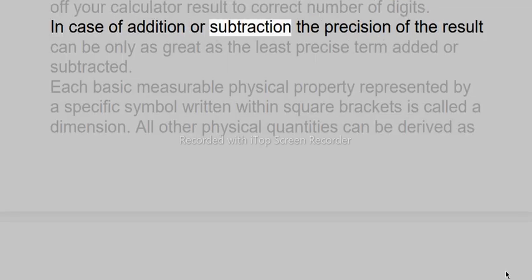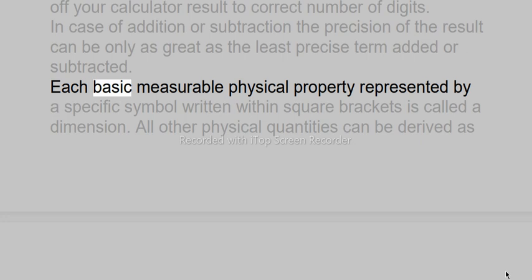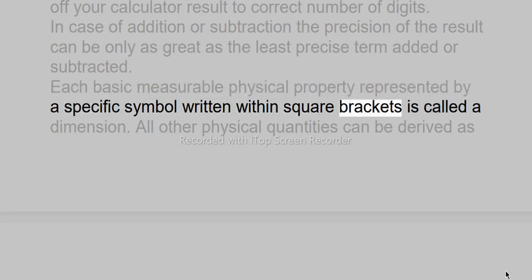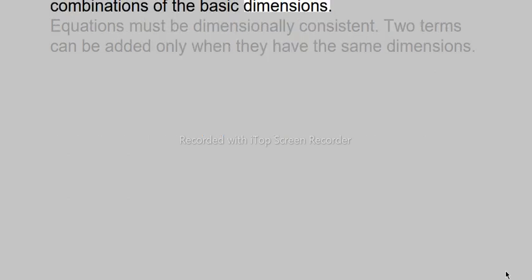In case of addition or subtraction, the precision of the result can be only as great as the least precise term added or subtracted. Each basic measurable physical property represented by a specific symbol written within square brackets is called a dimension. All other physical quantities can be derived as combinations of the basic dimensions.